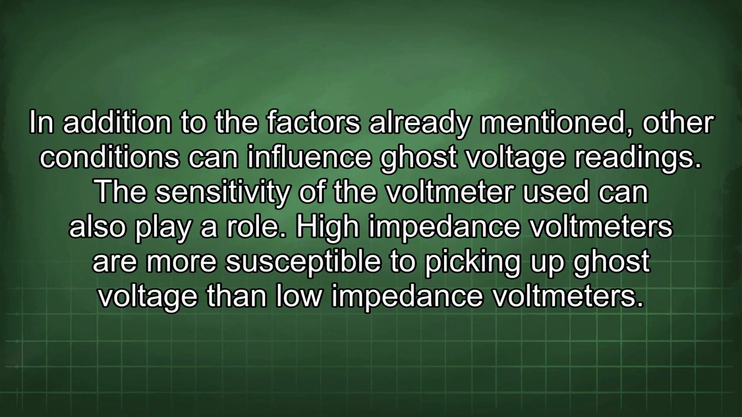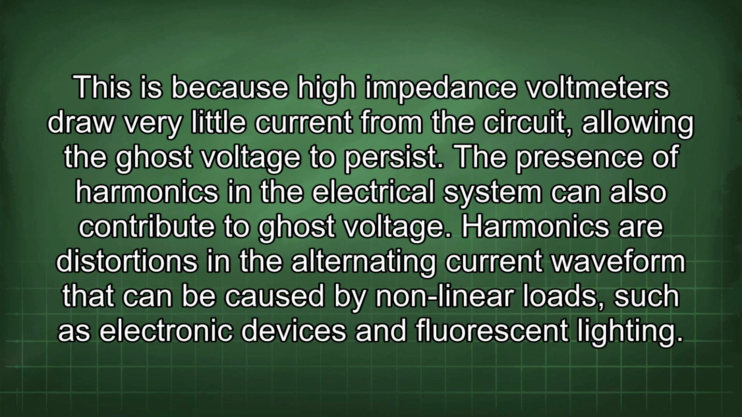High impedance voltmeters are more susceptible to picking up ghost voltage than low impedance voltmeters. This is because high impedance voltmeters draw very little current from the circuit, allowing the ghost voltage to persist. The presence of harmonics in the electrical system can also contribute to ghost voltage.